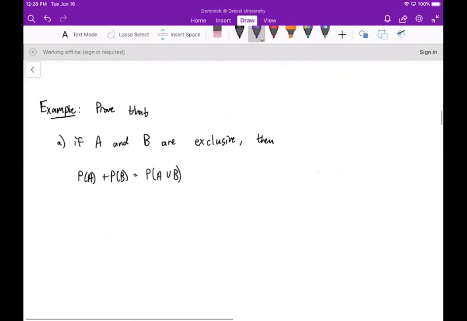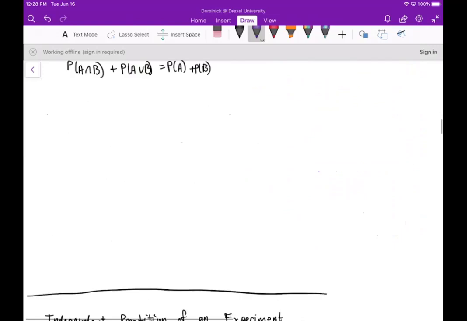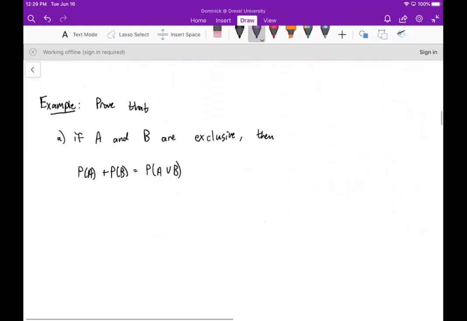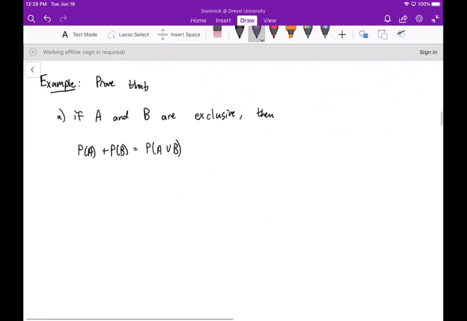Now we're going to show two examples that are sort of some nice results here, and then that will conclude this video. Now the first example, we have that if A and B are mutually exclusive, then the probability of A plus the probability of B will give us the probability of A union B.